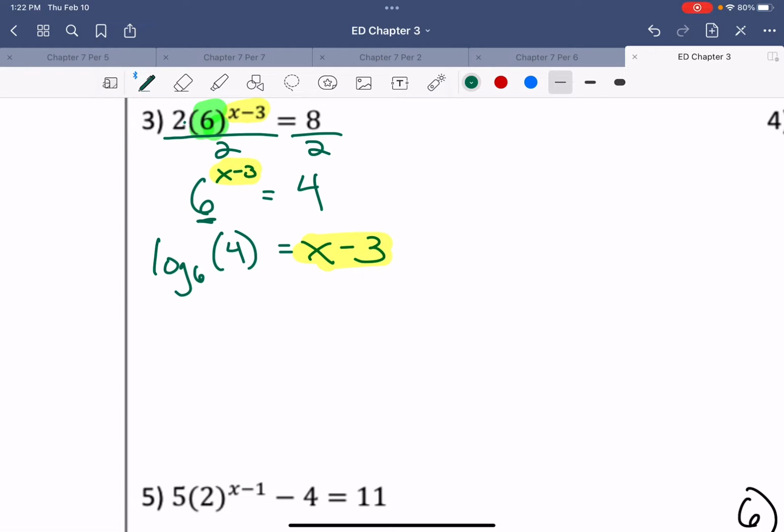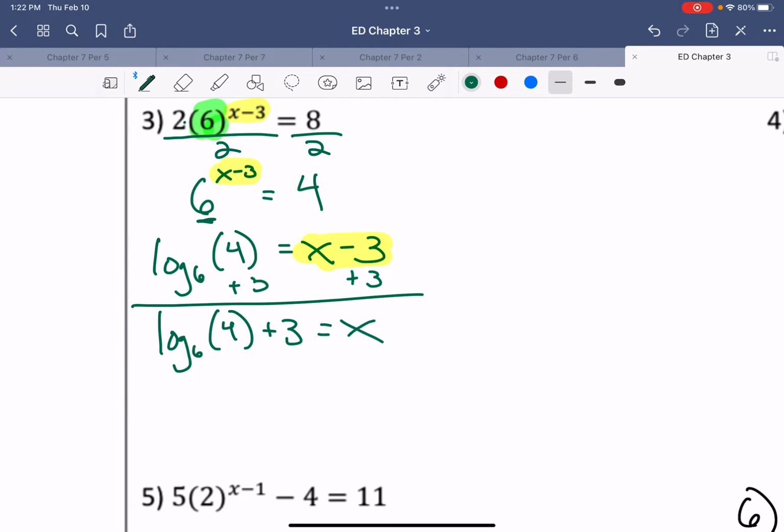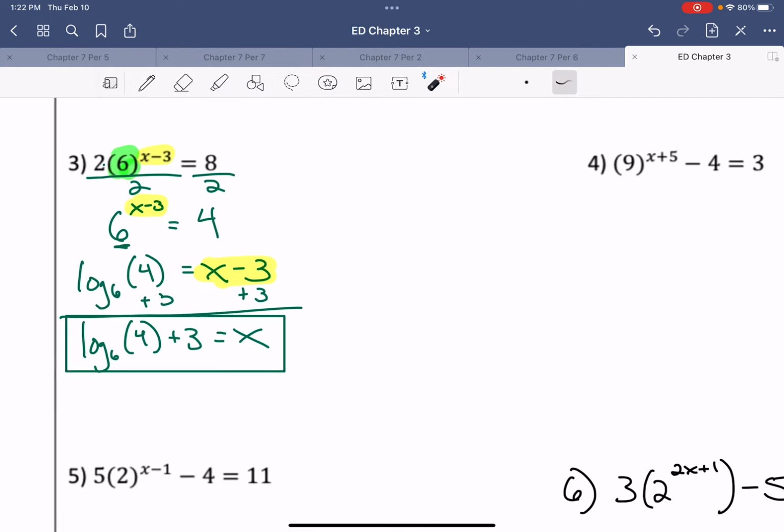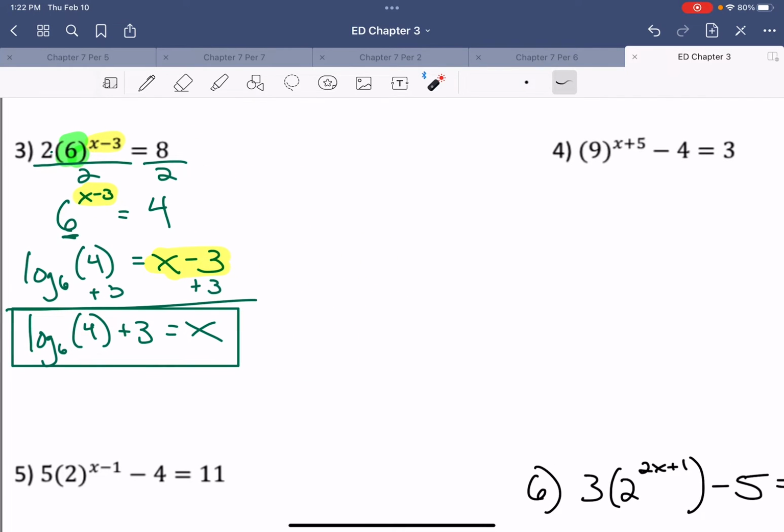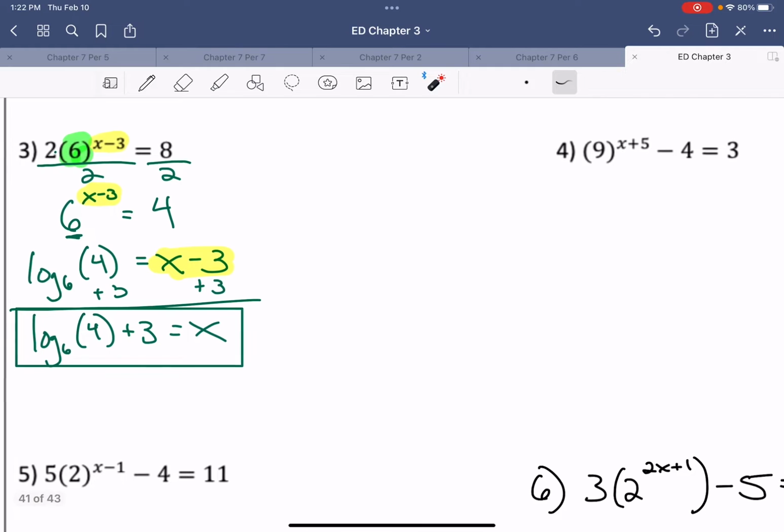So to finish getting x alone, I'm going to add 3 log base 6 of 4 plus 3 equals x, so I am all done. This is my answer. Remember that you can't actually add these two numbers. Okay, we're adding a step.